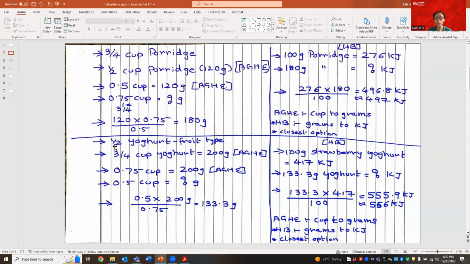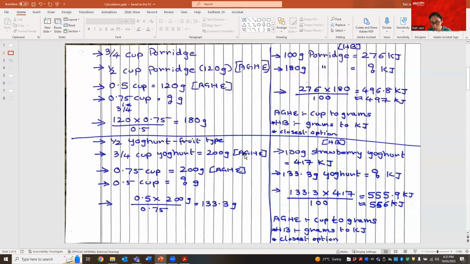Now we have a patient who has, say, half a tub of yogurt, and this is a fruit type yogurt. You have half a tub or half a cup of yogurt, which is written. Now, again, go back to the Australian Guide to Healthy Eating, because it is the document which tells you what the household portion size looks like in grams. That conversion is done by the Australian Guide to Healthy Eating.